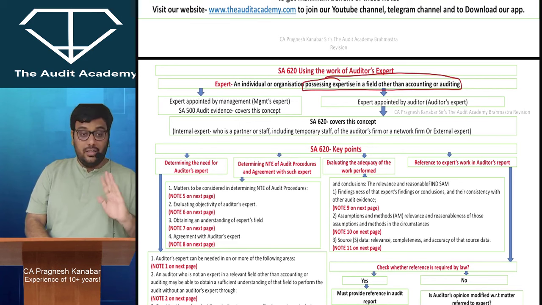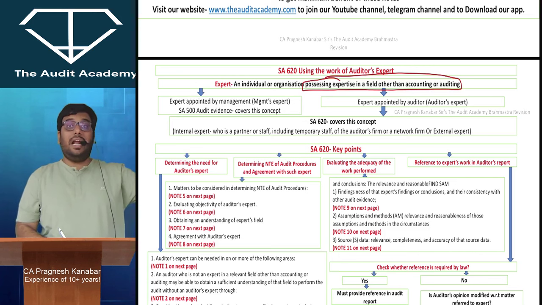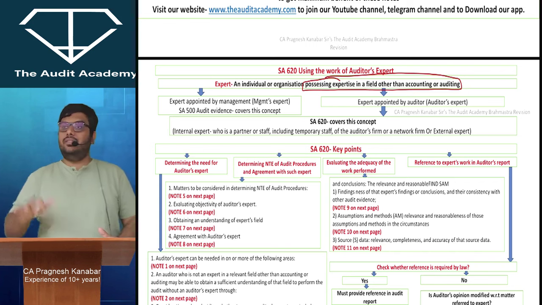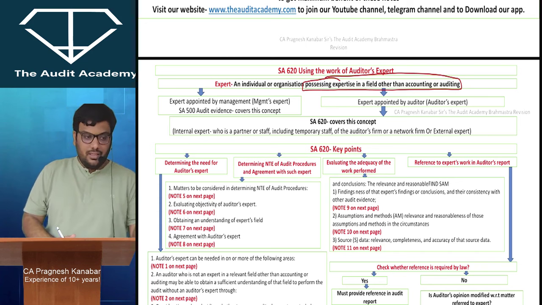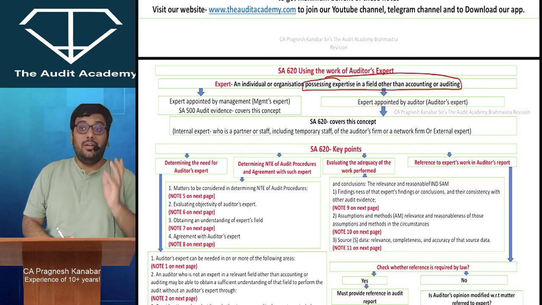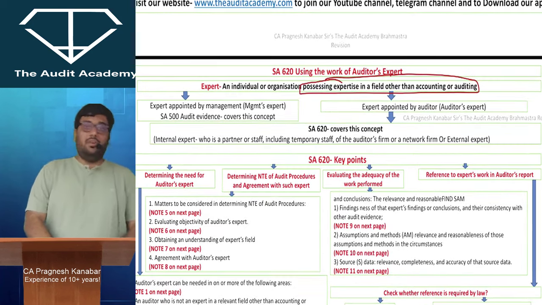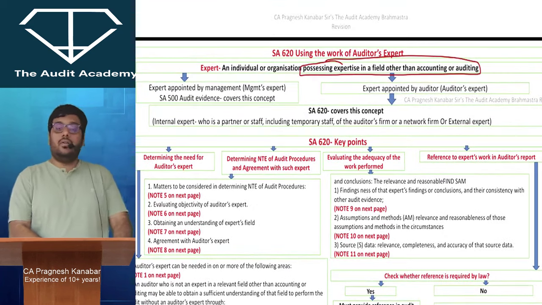But even when the auditor is using the work of another CA, that can also be using the work of an expert. For example, that CA is in the tax field or IT field, information technology, or taxation or GST field. Now that is not accounts and audit. So don't just go by this: if a CA is using the work of a CA, then not an expert, otherwise he is an expert. Even if an auditor is using the work of another CA, still that can be an expert. You have to focus on the field: taxation field, legal field, research field, valuation field. These are all not accounting and auditing fields. So, one more time, expert means an individual or organization possessing expertise in a field other than accounting or auditing.